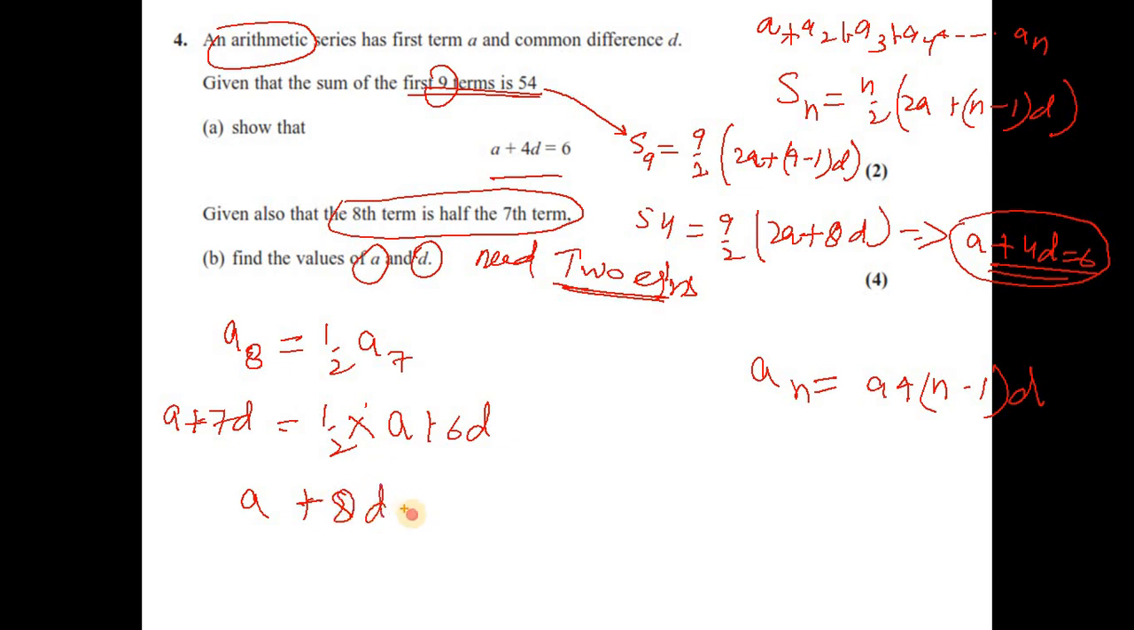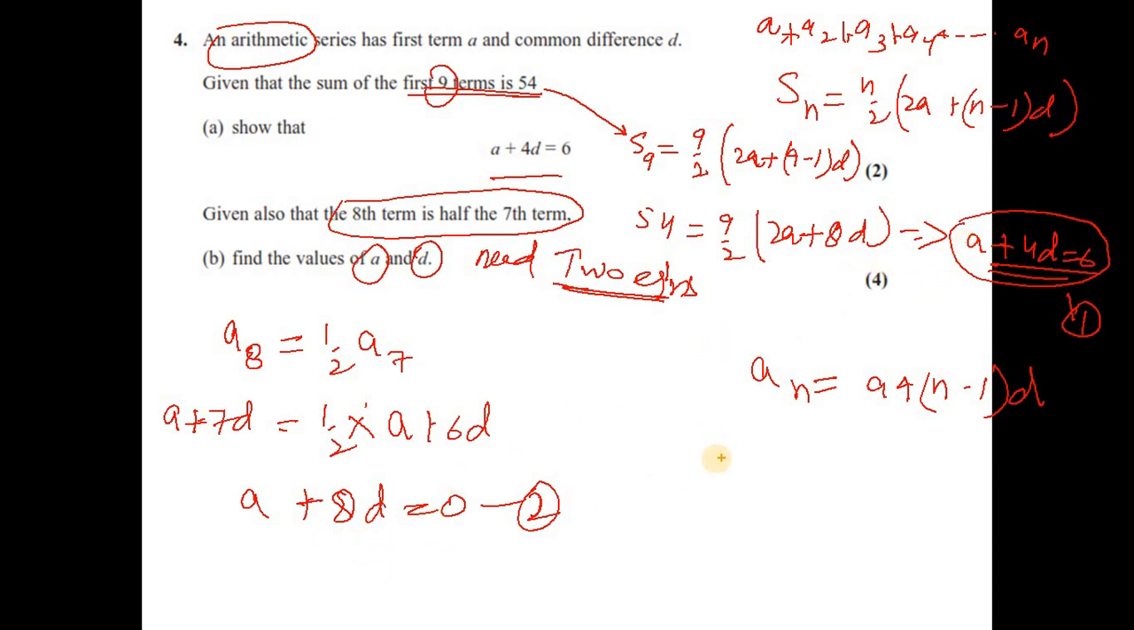A plus 8d equal to 0. This is your equation number 2. This is equation number 1. Now you can solve these two equations simultaneously, or you can add or subtract them to get the values of A and D. So if you subtract equation 1 and 2, why am I subtracting? Because I can cancel A.